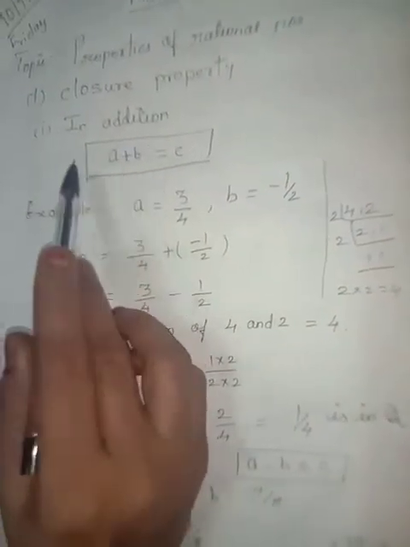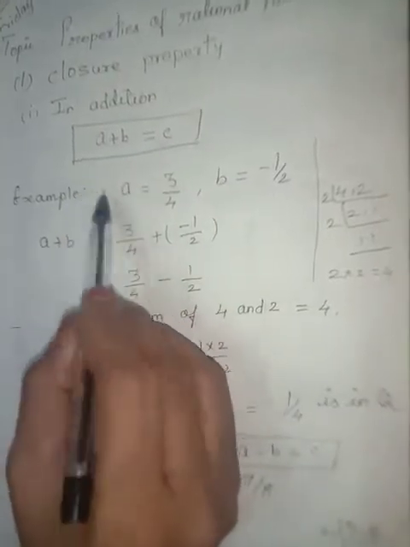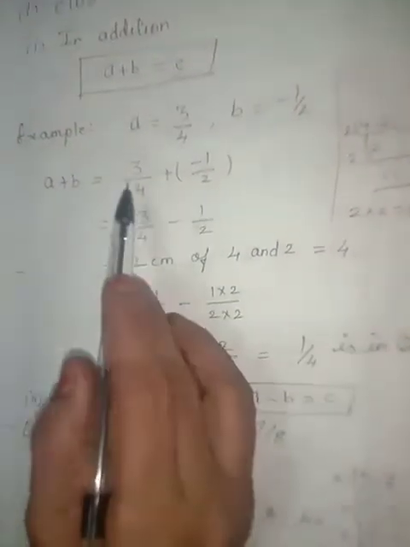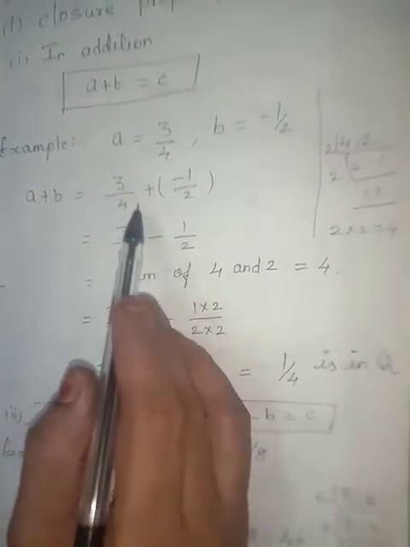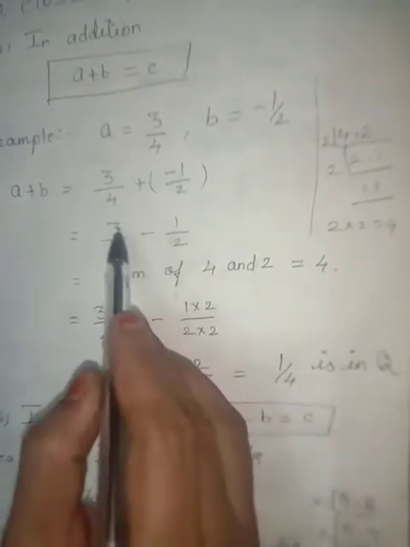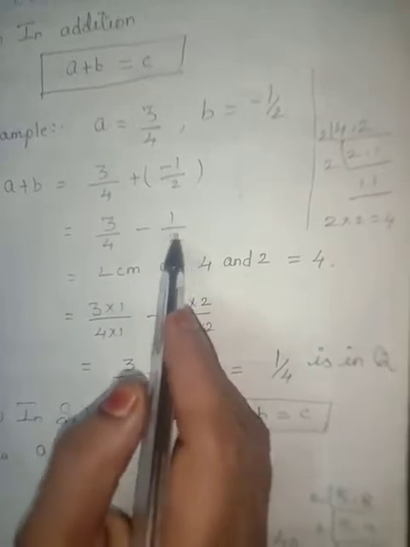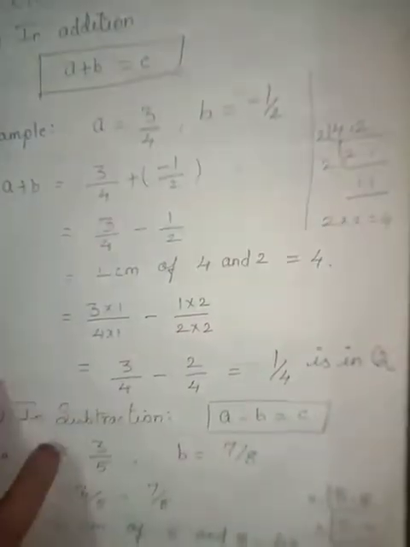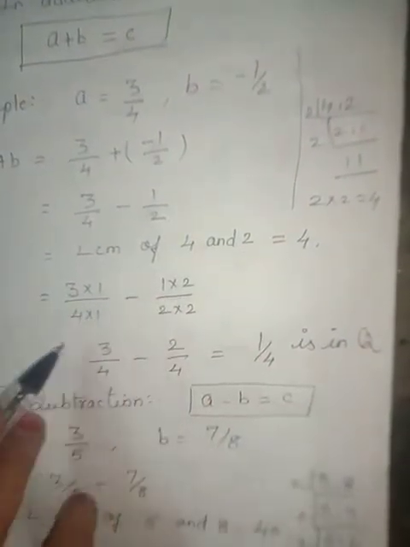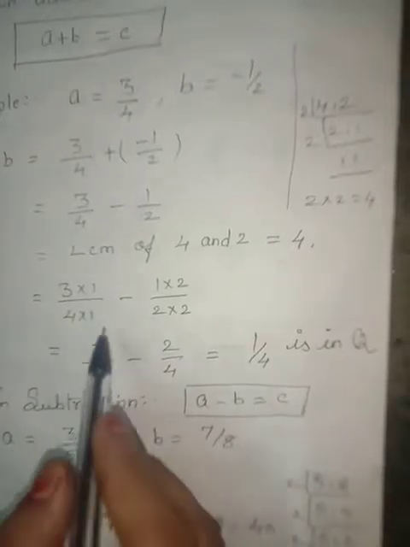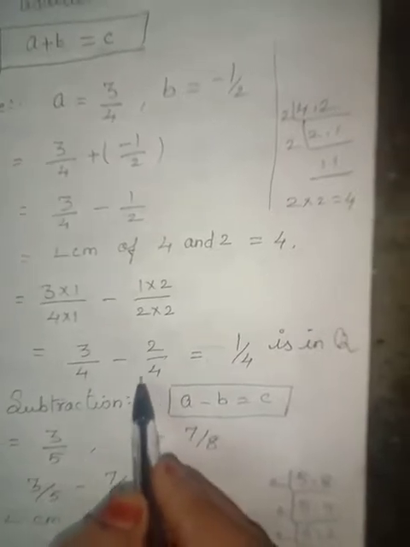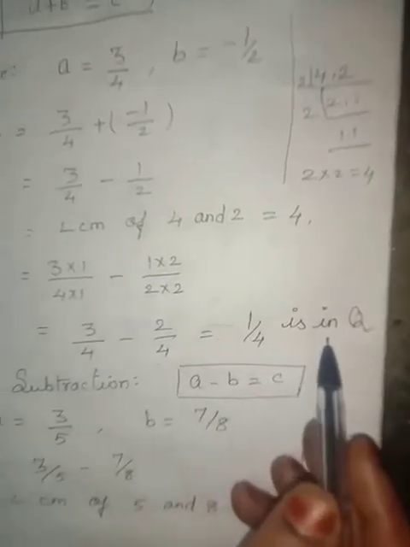In addition, the sum of any two rational numbers. Let a be equal to 3 by 4, b is equal to minus 1 by 2. So adding these two rational numbers, 3 by 4 plus minus 1 by 2. Plus into minus is minus, we get 3 by 4 minus 1 by 2. Look here, the denominators are unlike. So we take the LCM of 4 and 2, we get 4. From this we make the unlike denominators into like denominators. We get 3 by 4 minus 2 by 4. That gives 1 by 4, which is a rational number.